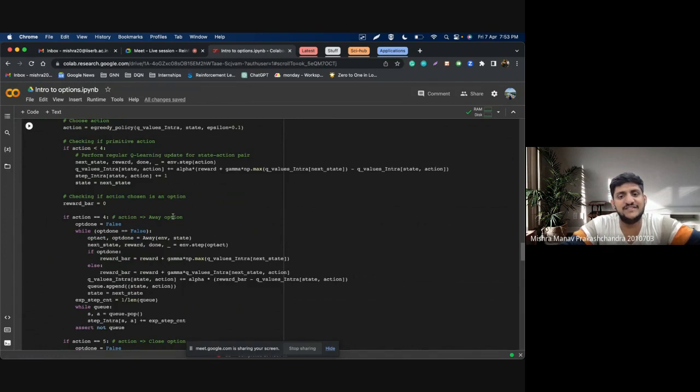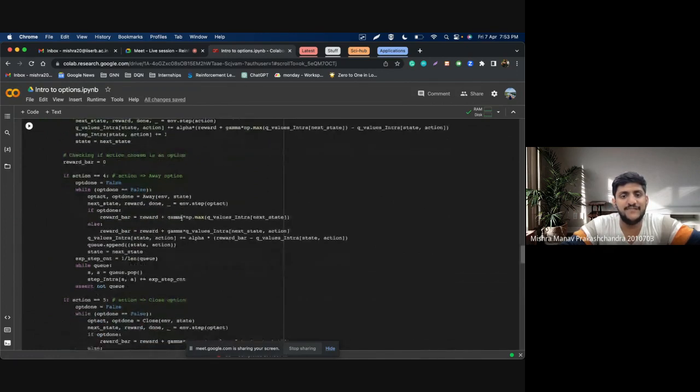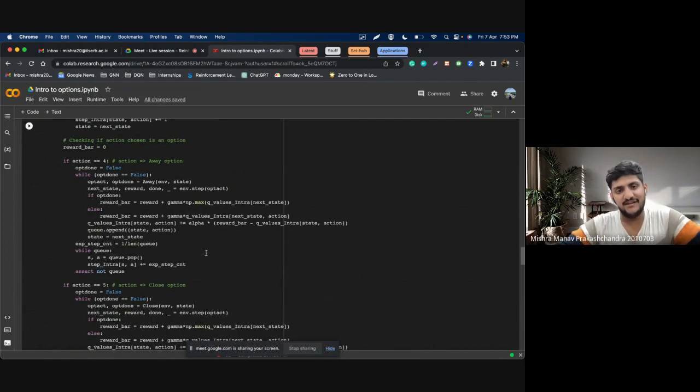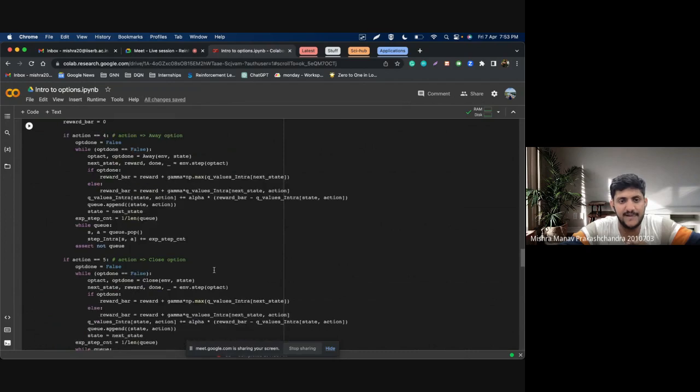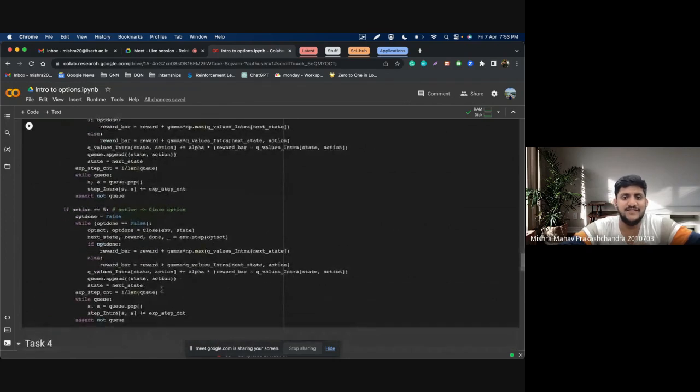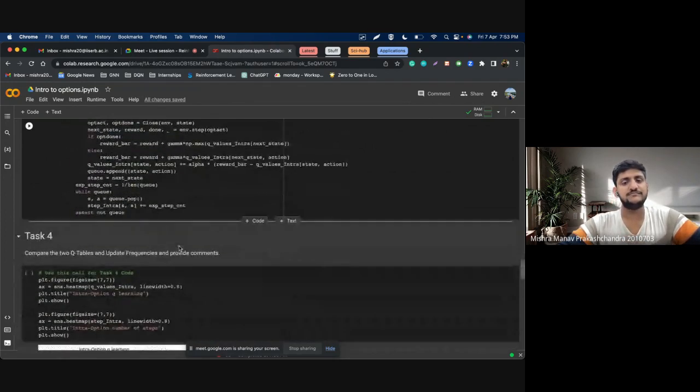Okay, if the action is an option, then you first update for that particular option. You also update for each state action pair that comes in the macro action that you take, and then you update for each next state and the option that is also available. Okay, so we are using the general idea for intra-option Q learning, and same thing whenever I'm using it for the close option.